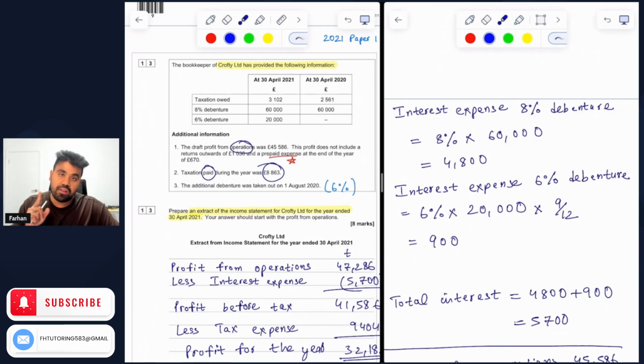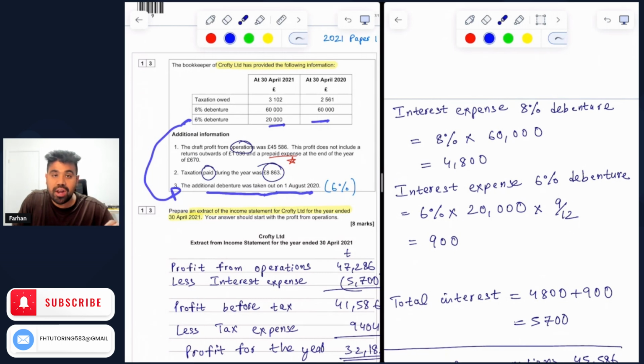We also have another category of loan, which is the 6% debenture. And you will see that this loan didn't exist at 30 April 2020, but it does exist at 30 April 2021, which is a clear indication of this loan being taken in the current financial year. And this is also validated by the additional information number 3, which says that the loan was taken out on 1 August 2020. So 1 August 2020 would be falling in the current financial year, which starts on 1 May 2020 and ends on 30 April 2021.